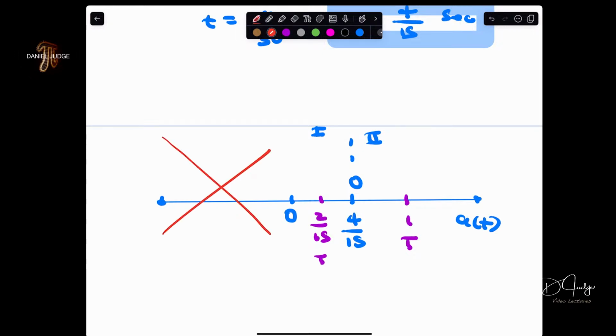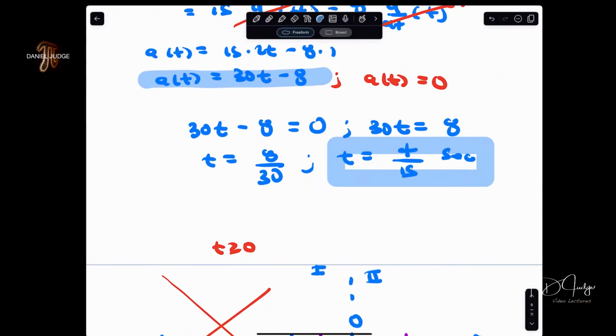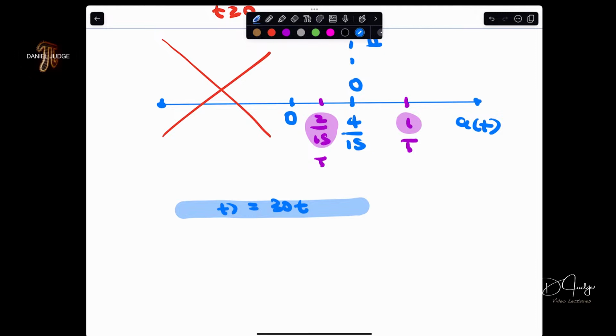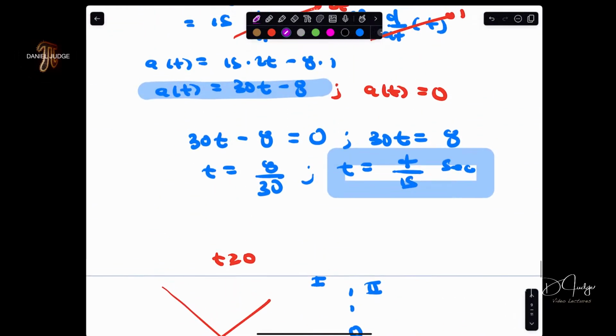Remember, we don't care about negative t values because time is greater than or equal to 0. So we need to check again the signs. Sign analysis. 2 over 15 and 1. We're going to check the acceleration function here, okay? We want to check the sign for acceleration. So we're going to plug in now the 2 over 15 here. So 2 over 15 becomes, and it's 30t minus 8.